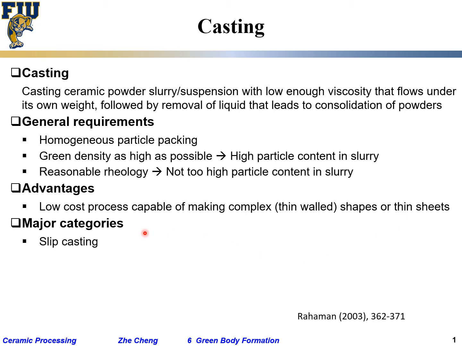Slip casting, using a slip, which is essentially what we are talking about, your slurry or suspension. Or tape casting, you cast the slip onto a thin carrier tape that gives you the thin aspect ratio. Pressure casting, you can apply pressure when you cast the material. Gel casting, we will talk about them quickly, but the most common ones are slip casting and tape casting.